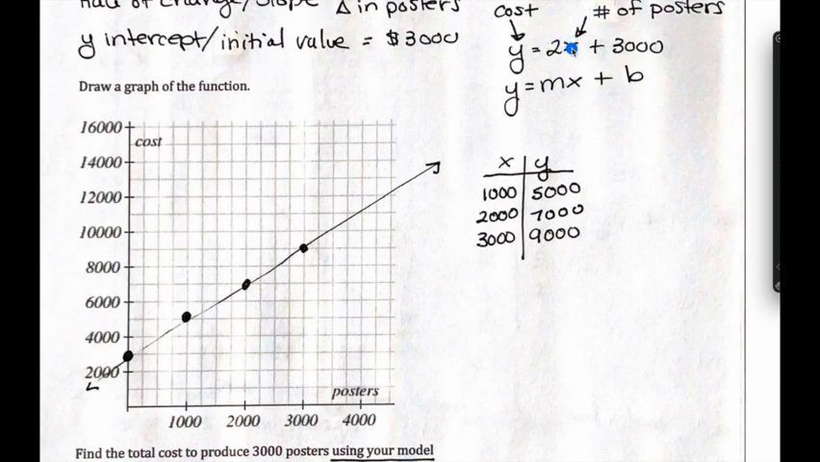When I plug in 1,000 here for x, I get 2 times 1,000, and then I add 3,000. That gives me 5,000. And then I repeated that process for 2,000 and 3,000. So once I got some xy points, I plotted them on the graph. At 1,000, I went up to 5,000. That's this point here. At 2,000, I went up to 7,000. At 3,000, I went up to 9,000. And then I can connect the dots to make my line.